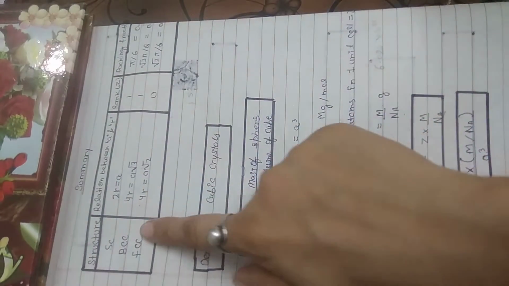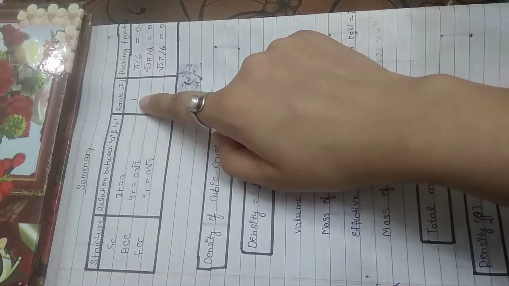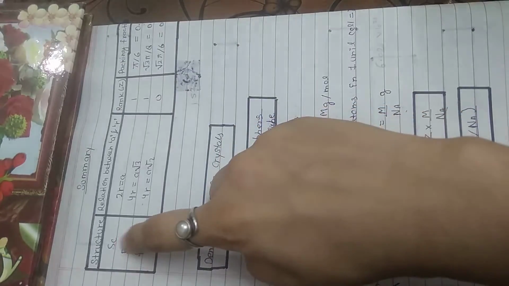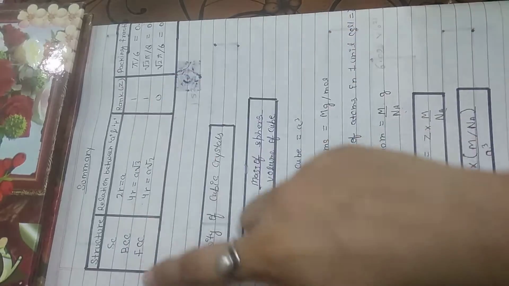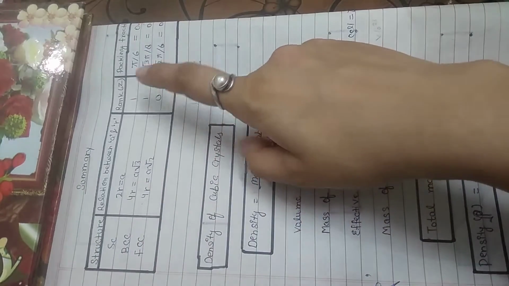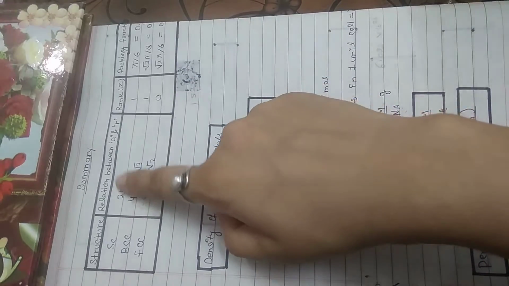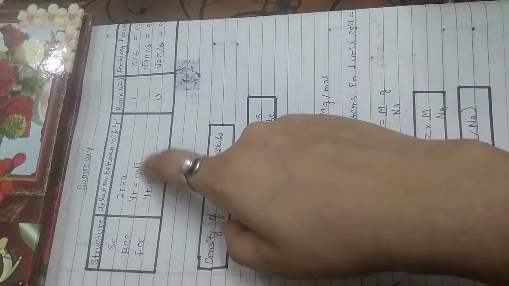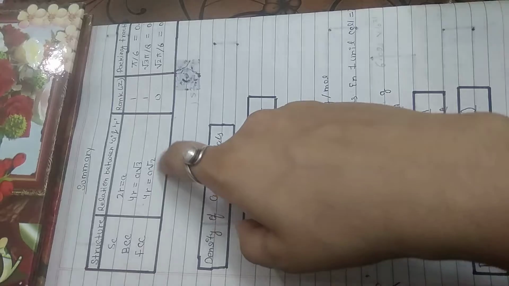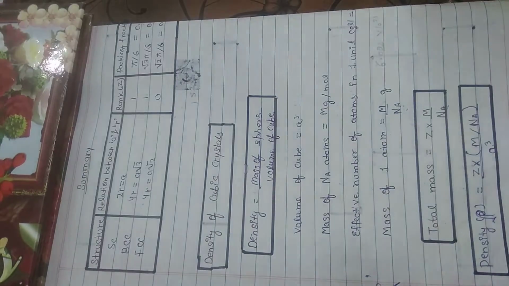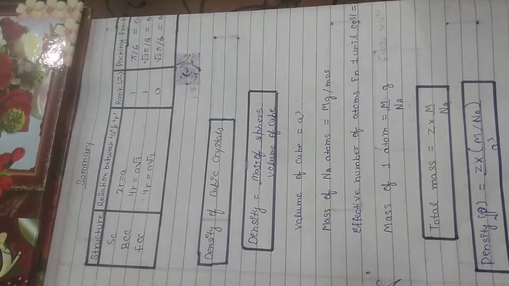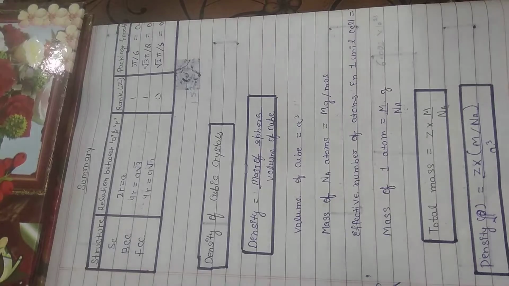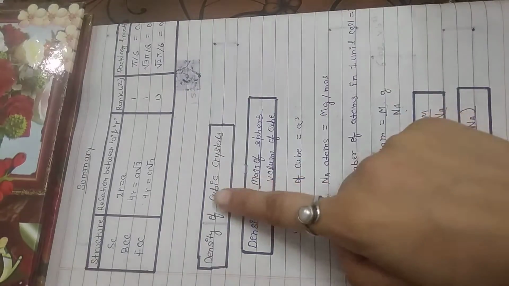For the simple cubic structure, the rank Z is 1. For BCC, body centered cubic, its rank becomes 2, and for face centered cubic, its rank becomes 4. So the relation between a and r: 2R is equal to a, 4R is equal to a under root 3, 4R is equal to a under root 2. If you learn this, then all formulas of packing fraction become so easy. So please learn this summary.